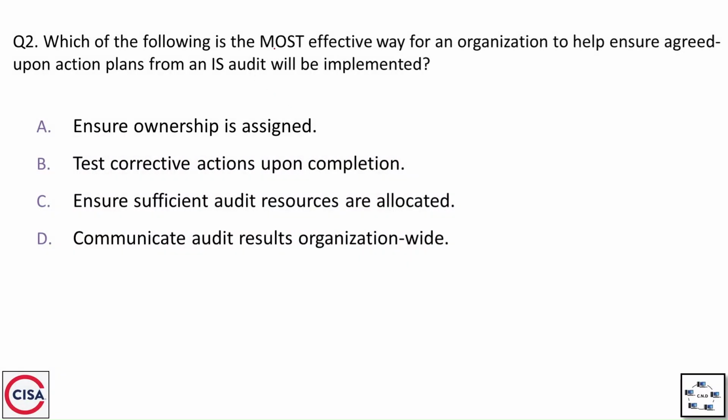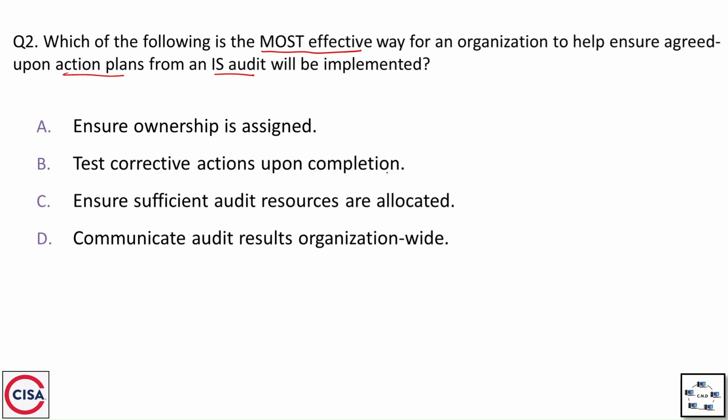Question number two: which of the following is the most effective way for an organization to help ensure agreed upon action plans from an IS audit will be implemented? The options are: option A, ensure ownership is assigned. Option B, test corrective actions upon completion. Option C, ensure sufficient audit resources are allocated. And option D, communicate audit results organization wide.